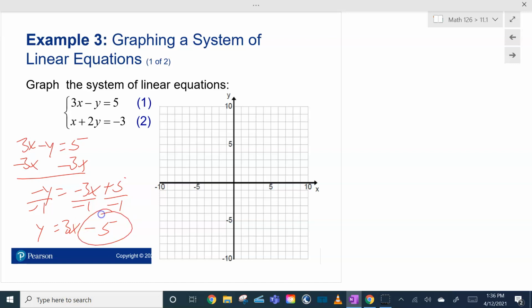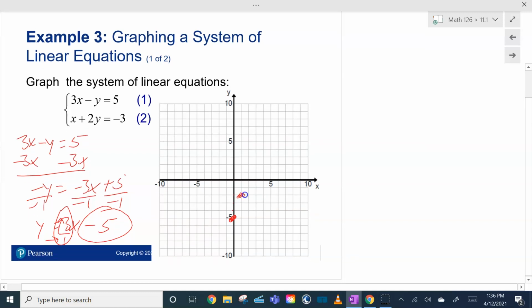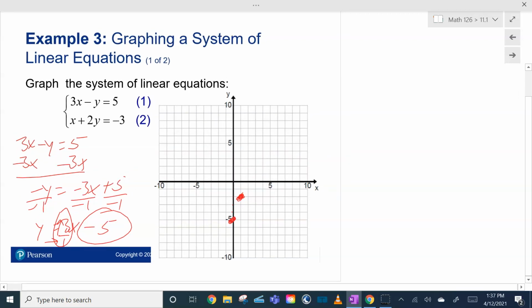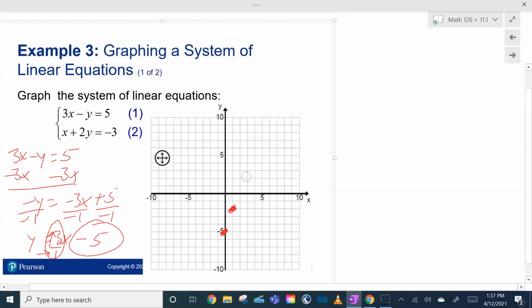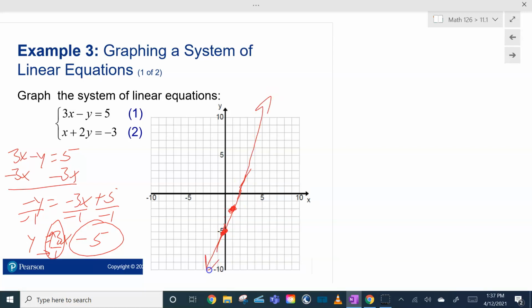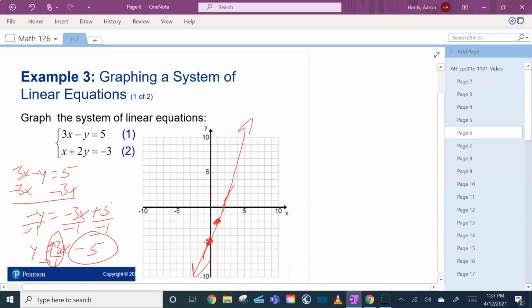So here's our y-intercept. Let's put the point on there, negative 5. And then our slope is up 3 over 1. Up 3, positive 3, right 1, positive 1. So up 3, 1, 2, 3, and over 1. Put a point, and then up 3, 1, 2, 3, and over 1. Put another point. Sorry about that struggle there.